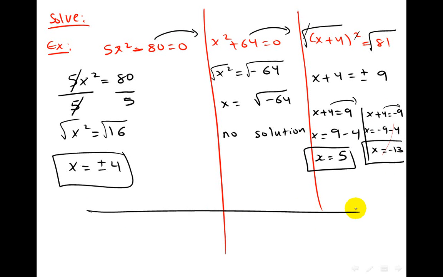I want you to try these two questions by yourself. X squared minus 100 equals to 0, and 2x squared minus 8 equals to 0. So please try to practice using these two questions, and I'll go to the next idea. What if we have to use a quadratic formula? First I'll give you the quadratic formula.